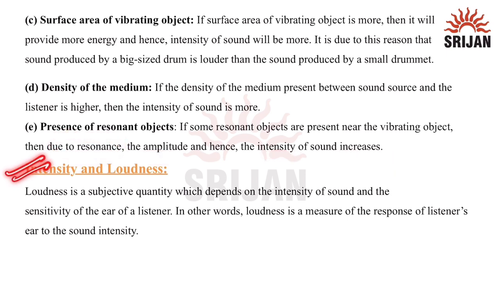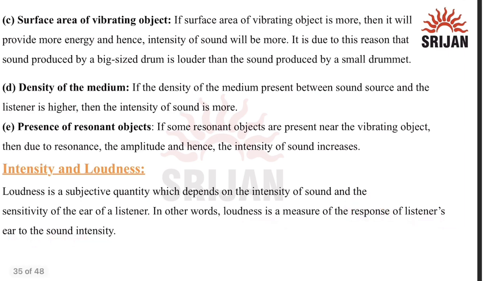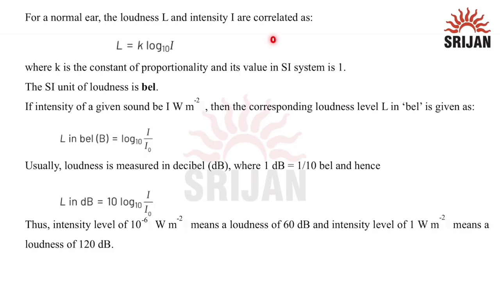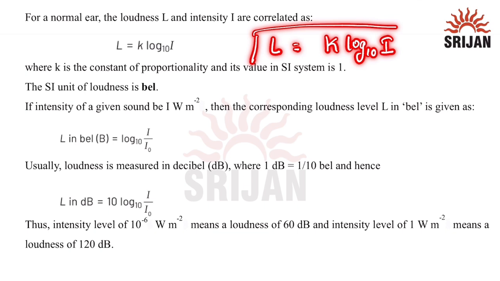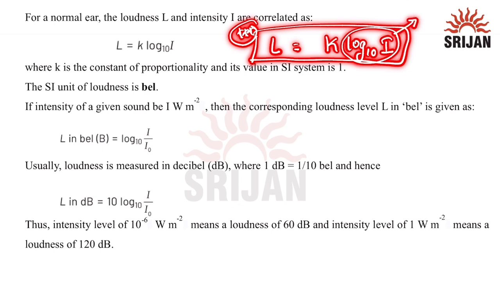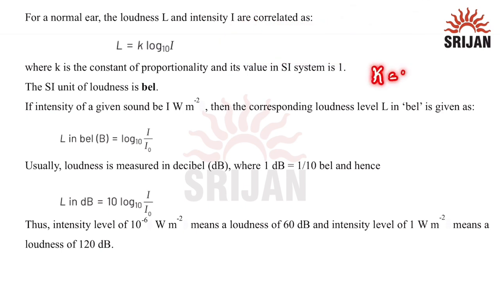Intensity and loudness. Loudness is a subjective quantity which depends on the intensity of the sound and the sensitivity of the ear of the listener. In other words, loudness is a measure of the response of the listener's ear to the sound intensity. For a normal ear, the loudness L and the intensity I are related as L = K log base 10 I. So this is a relation. You just remember this relation, and the logarithm you will learn in your mathematics classes. K is the proportionality constant, and its value in the SI system is 1.